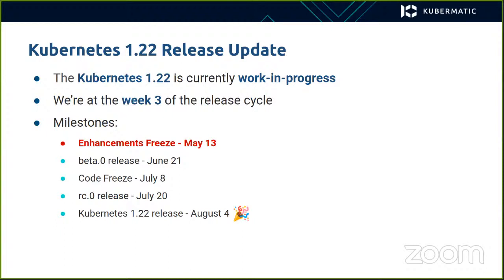Then we have code freeze on July 8, where we are going to lock the master branch of Kubernetes for all new feature-related changes. There will be some test changes and reported bug fixes allowed, maybe for 1 or 2 weeks more until the test freeze. But after that, nothing too big or interesting. And then we have RC0 targeted for July 20, followed by the Kubernetes 1.22 release on August 4.